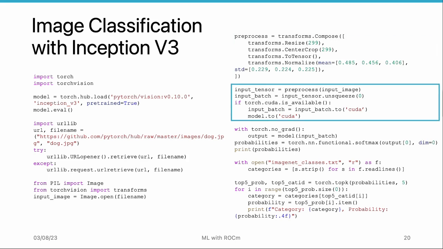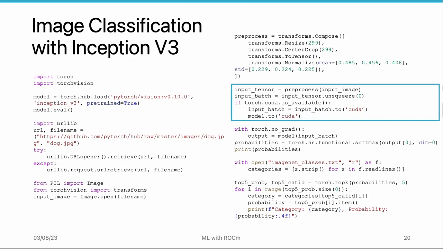After applying the image transformations, we obtain the preprocessed image tensor using the preprocess transformation pipeline. The input_tensor variable now holds the preprocessed image tensor. Next, we prepare the input tensor for the model evaluation by creating an input batch. In this case, we add a batch dimension to the input tensor using the unsqueeze method. This is because the Inception v3 model expects input data in a batch format even if we are evaluating a single image.